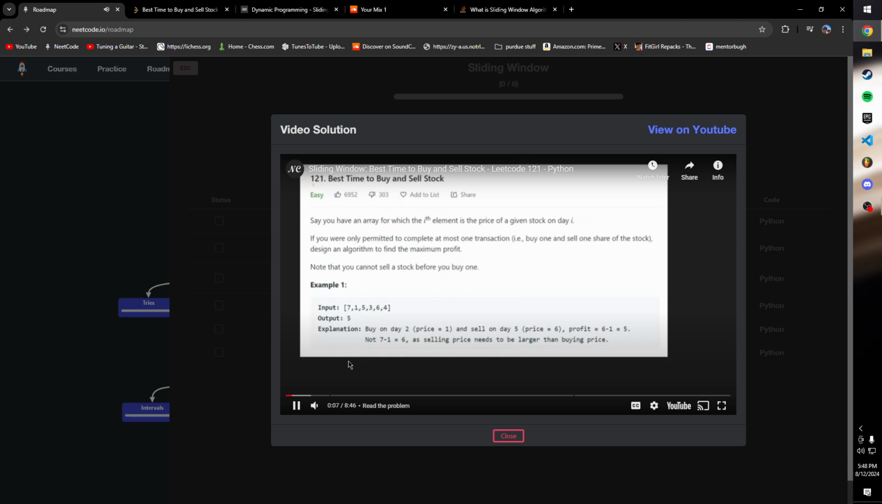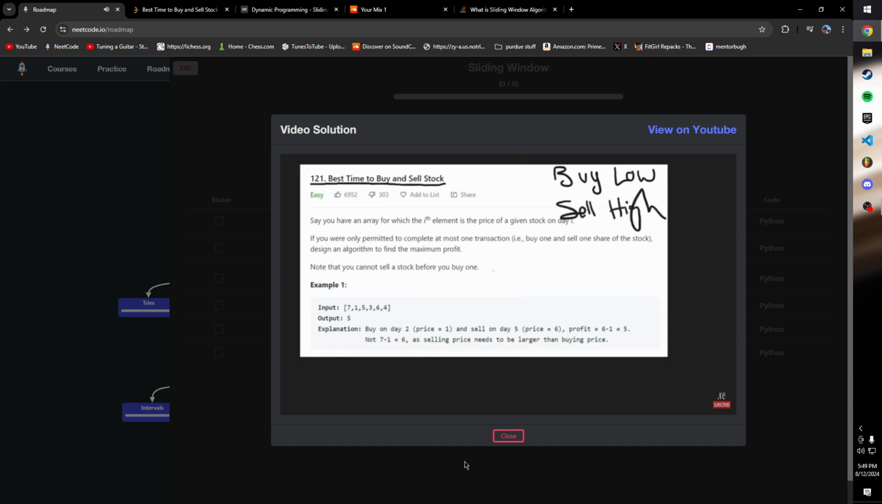So today let's look at LeetCode 121, best time to buy and sell a stock. If you know a little about the stock market, the saying is usually buy low and sell high. So in this case, we're given an input array. Each value represents the price of a stock on a particular day. And we are given one transaction, meaning we can buy on one of these days and then sell on another day. We want a transaction that maximizes our profit, and then we want to return that profit.